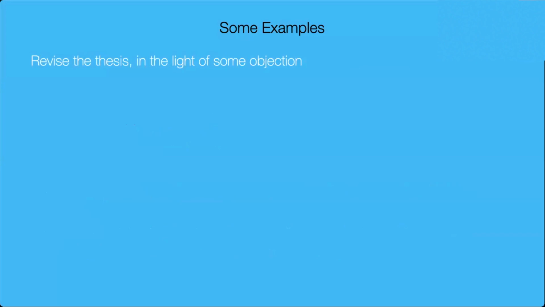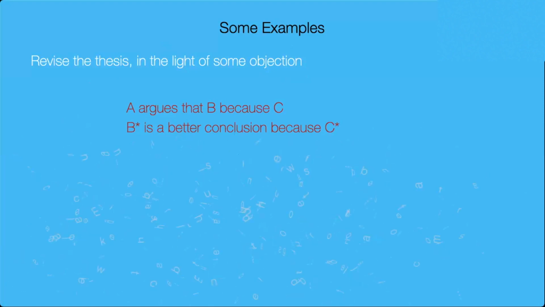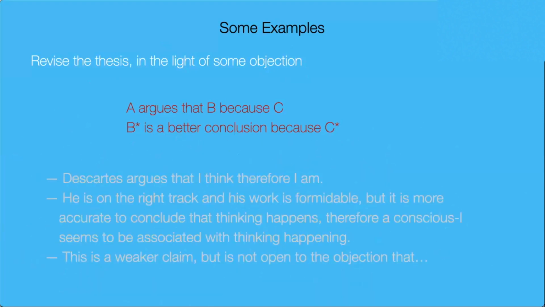You can revise a thesis in the light of some objection to the thesis. And so this is not a full-on critique that someone is wrong, but you just offer a revision. It's the much more modest position. And you can say that A argues that B because of C. But then you can argue that B starred is actually a better conclusion because C starred. And so you can say, Descartes argues that I think, therefore I am. And you can say, yeah, Descartes is definitely on the right track. This is a good direction to argue.